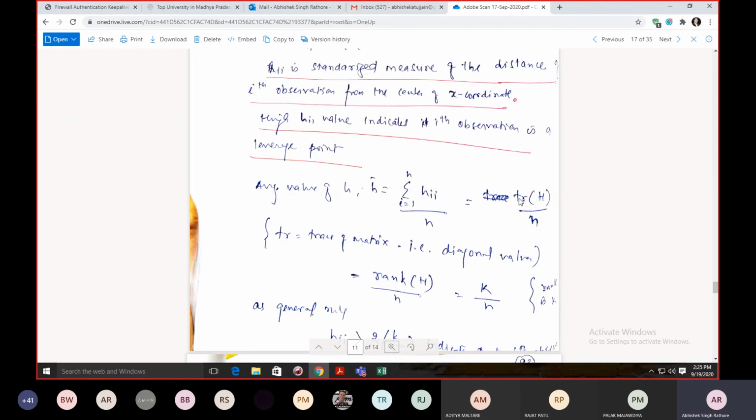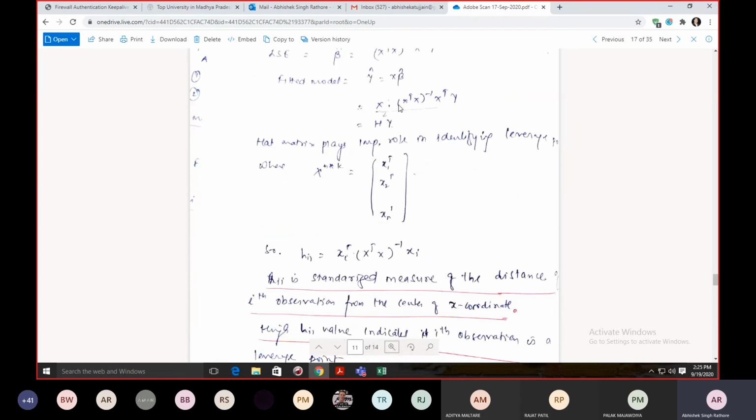let's say this trace is just equal to the rank of your particular matrix h upon n. So let's say we are having the rank of the matrix. This matrix is n cross k. So this is my n cross k matrix that is available. So what is the dimension of your h matrix? Can someone calculate and tell?